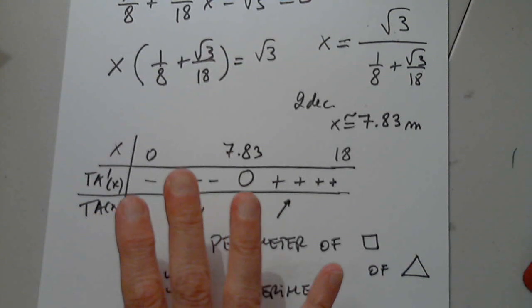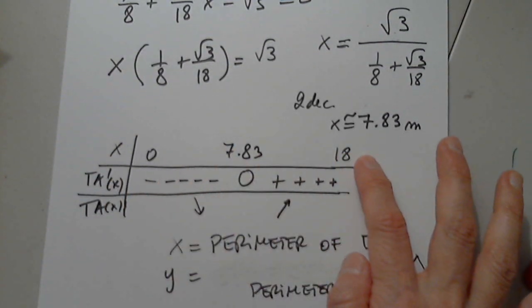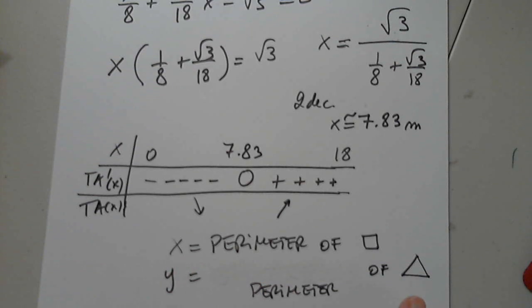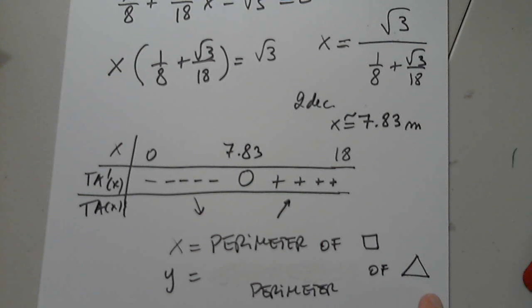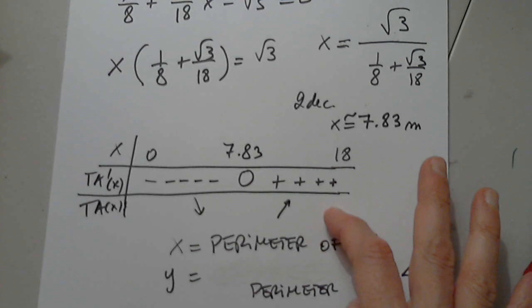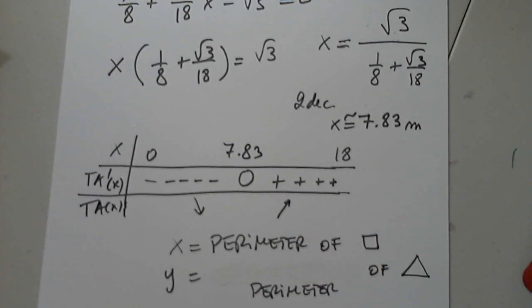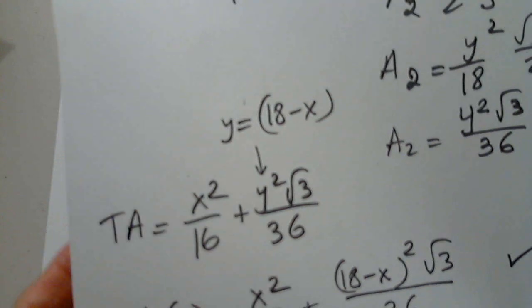Now, what happens when x is 18? Well, when x is 18, it means there is no triangle. We are using the entire 18 meters to bend it into a square. Again, when x is 0, we have no square, only the equilateral triangle. When x is 18, we don't have the equilateral triangle, we only have the square. But I have to plug them in, in this.